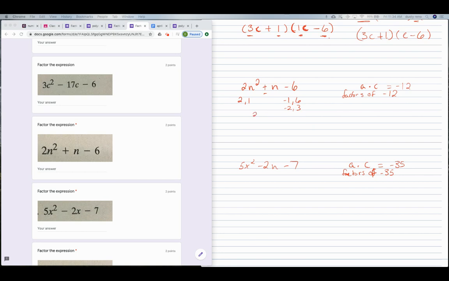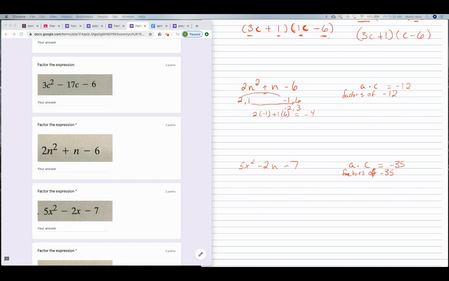So if we do 2 times negative 1 plus 1 times 6, and we add those together, so that would be this 2 times the negative 1 and then the 1 times the 6. That's going to give us a negative 2 plus a positive 6, which is a 4. So those aren't going to work. The next one, we're going to switch it up.